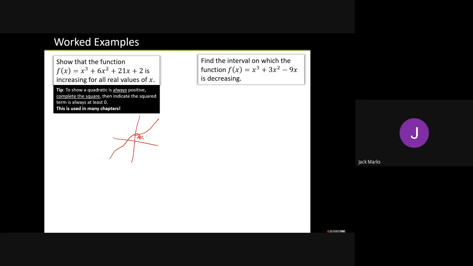Okay. Now, we don't need to find roots and things like that. Increasing is talking about the gradient. So let's find the gradient function. So instead of f(x), let's look at f dash x. That's the gradient function for this cubic, and it's 3x squared plus 12x plus 21.